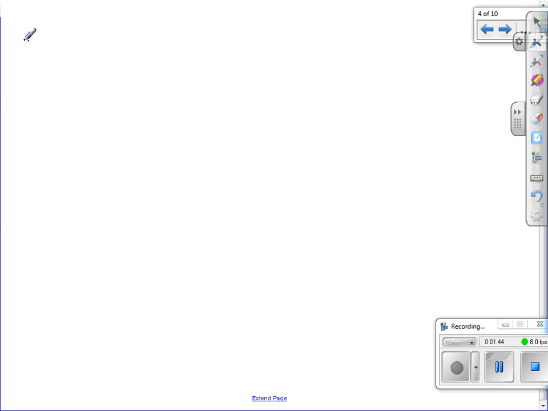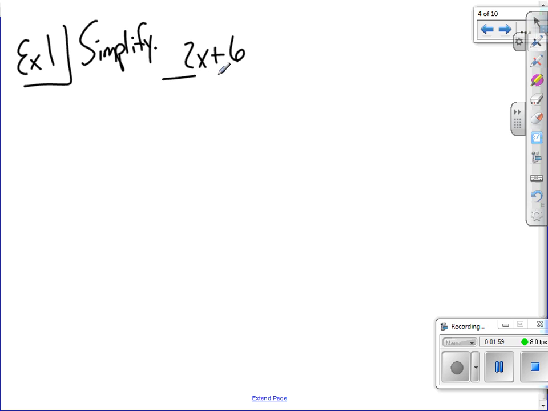So here's our first example, and the directions are simple. Simplify. And here goes our problem. Our first problem is this: 2x plus 6 over, big fraction bar, 15x squared plus 57x plus 36.